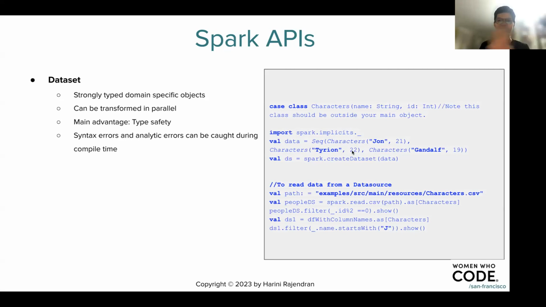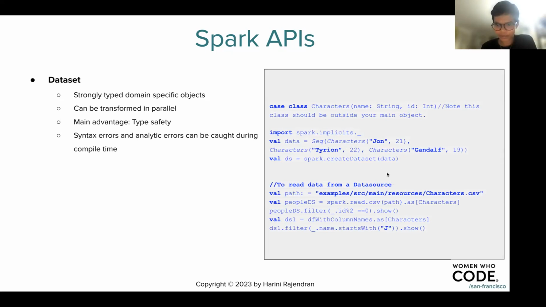Because if there is a mismatch right here, when you're creating these objects, you can't even compile the code, because it would say, hey, Character is supposed to take one string and one int, but you're passing a string to it. So it would fail right there. So you can avoid surprises at runtime. So that's why Dataset is preferred. It's more strongly typed than DataFrames.